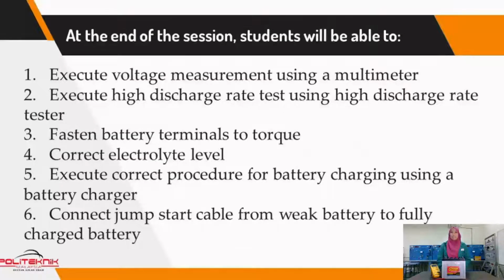At the end of the session, students will be able to: first, execute voltage measurement using a multimeter. Second, execute high discharge rate test using a high discharge rate tester. Third, fasten battery terminal to top. Fourth, correct electrolyte level. Fifth, execute correct procedure for battery charging using a battery charger. Sixth, connect jump start cable for weak battery to fully charged battery.